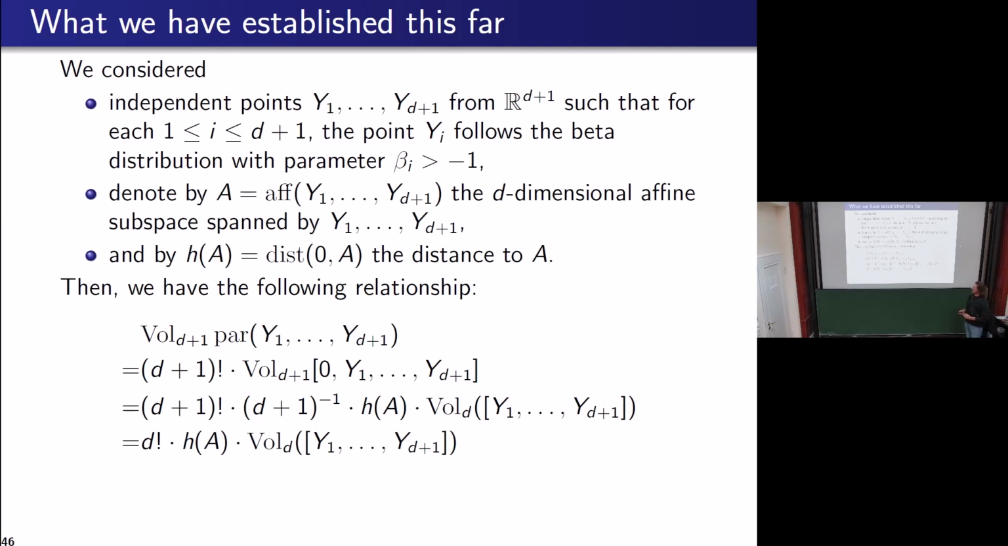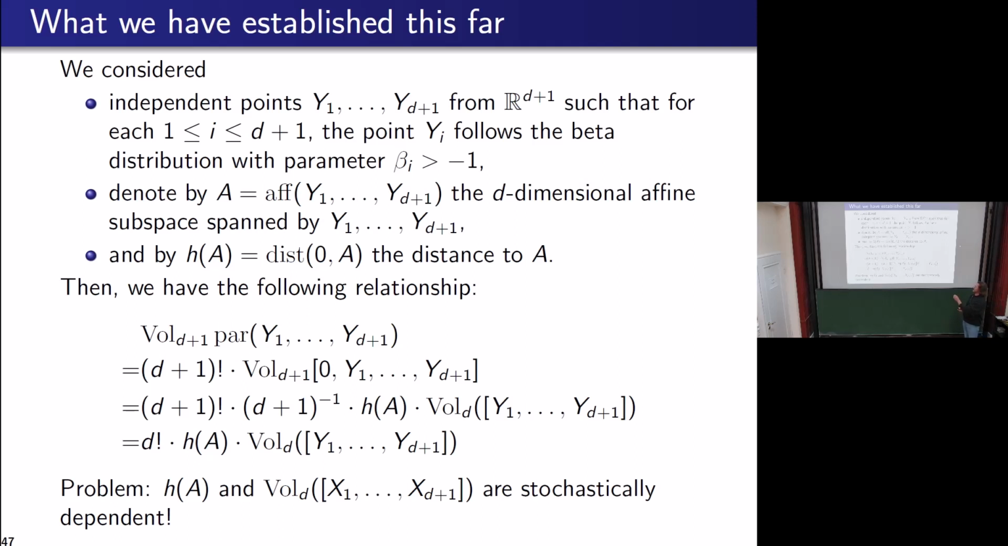And you might think that we would already be done, but then my talk would have been too short, so we still have, of course, one problem that we need to solve. And the problem is that h of A and the volume of this simplex are surely stochastically dependent, because as you can see, A is just the affine space created by the points, and the distance to it is surely stochastically dependent.